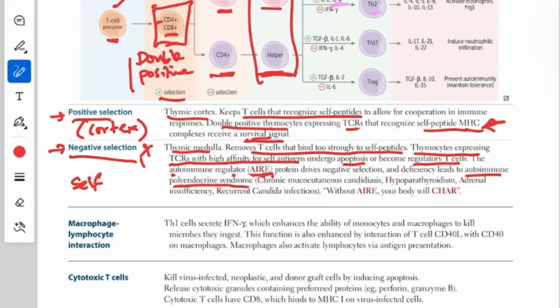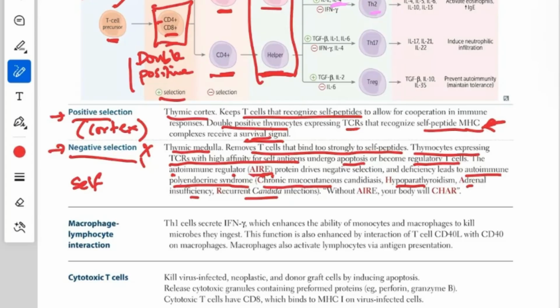Okay, so now the conditions that make up this are chronic mucocutaneous candidiasis, all right, hypoparathyroidism, adrenal insufficiency, and recurrent candida infections.